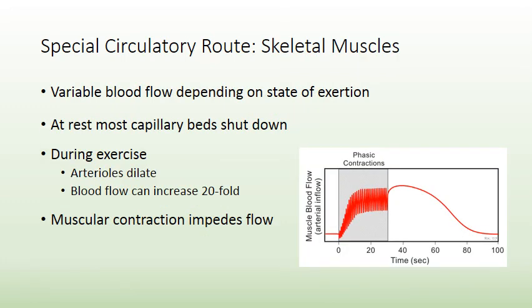The circulation to the skeletal muscles is going to depend on the state of exertion. I think we have already covered this. It is highly variable, so unlike the brain where we have very little fluctuation, in skeletal muscles we have tons and tons of fluctuation. At rest, again, most of the capillary beds serving the skeletal muscles are shut down. During exercise, they are open, and so we can increase blood flow tremendously.